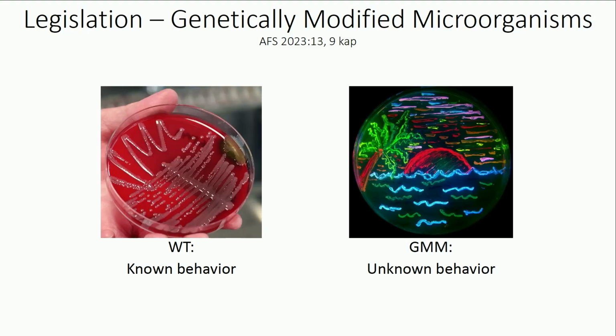And the basic idea from Brussels is that if it's genetically modified, you can't know for sure what's going on. That's why you will encounter more bureaucracy when it's genetically modified. It's just the way Brussels sees it, I'm afraid.